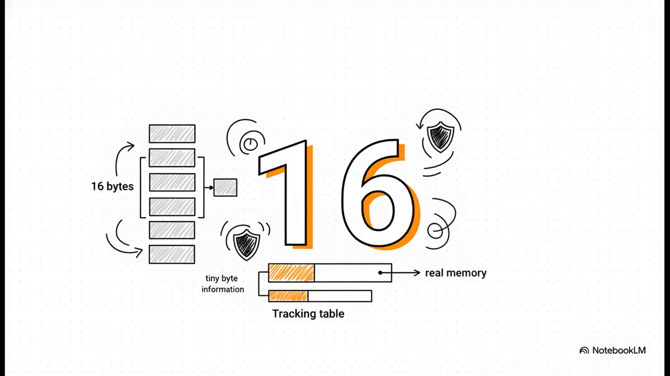To store the limits efficiently, baggy bounds uses a minimum slot size parameter of 16 bytes. It's actually wild. By doing this, they compress the tracking table massively. The system only needs to store one tiny byte of size information for every 16 bytes of real memory. It's incredibly light, it's incredibly fast, and best of all, it keeps the pointers at their standard size.